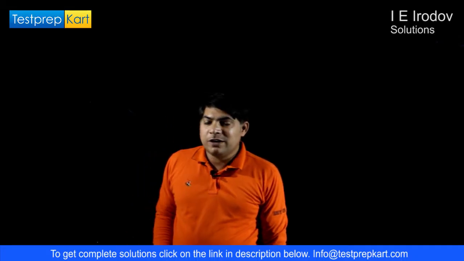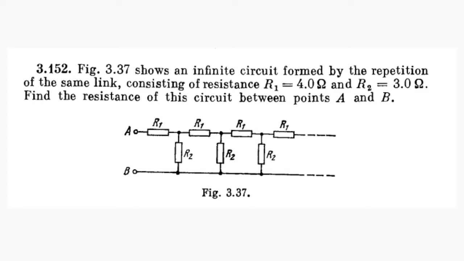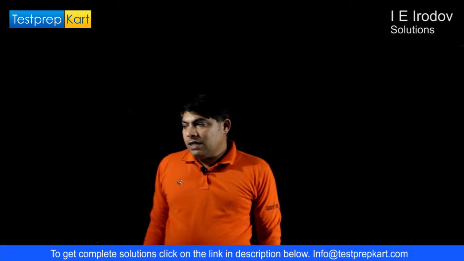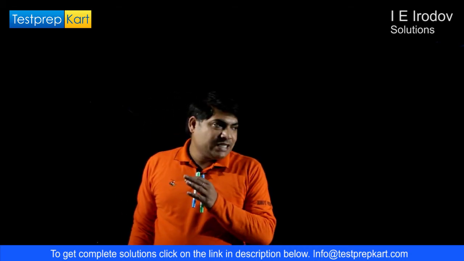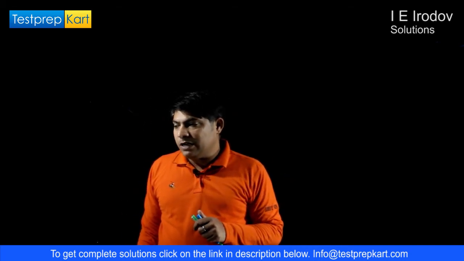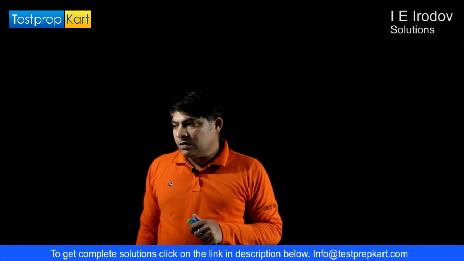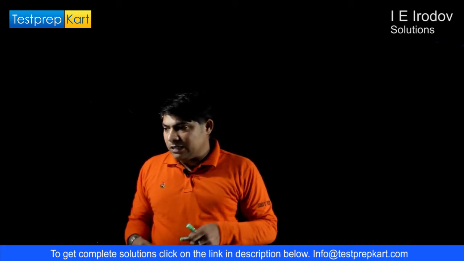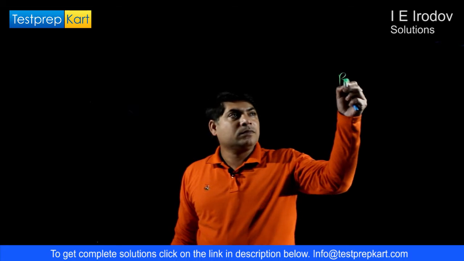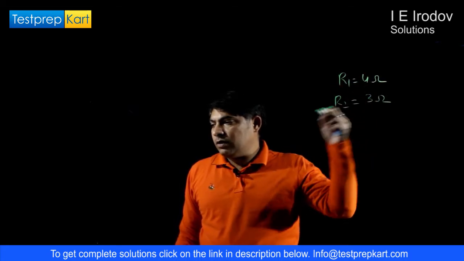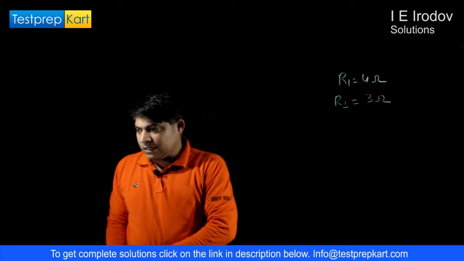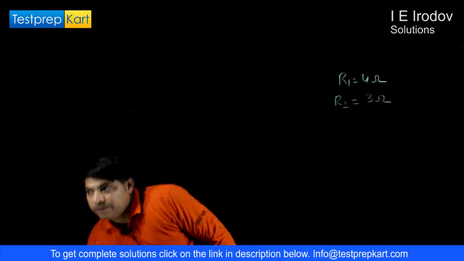Question number 3.152. In this figure an arrangement is given, an infinite length connection between the wires, and we have to find out the total resistance of this circuit. Let me draw this circuit first. For information, it is given R1 is equal to 4 ohm and R2 is equal to 3 ohm. We have to find out the net resistance between points A and B.